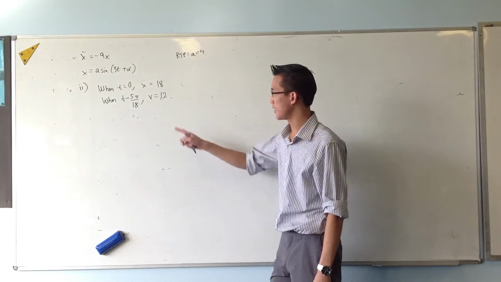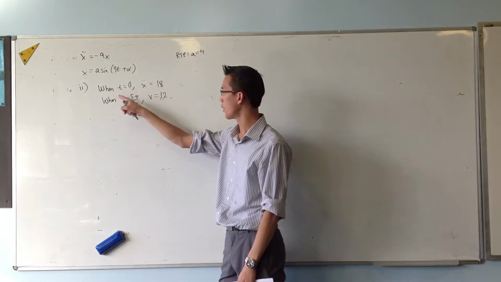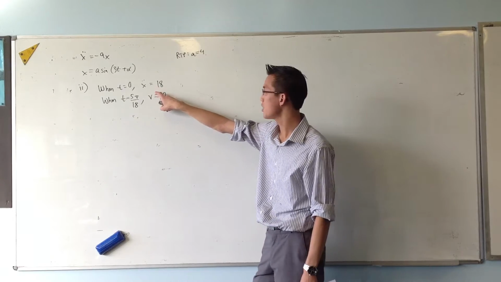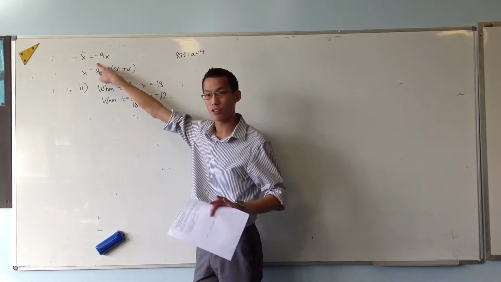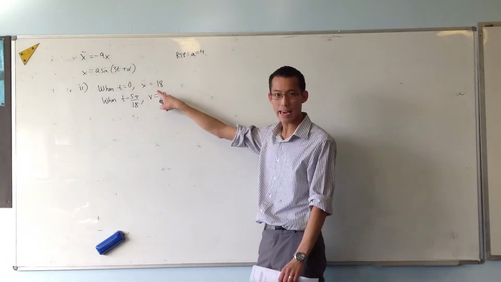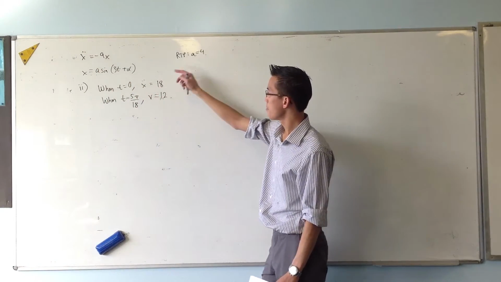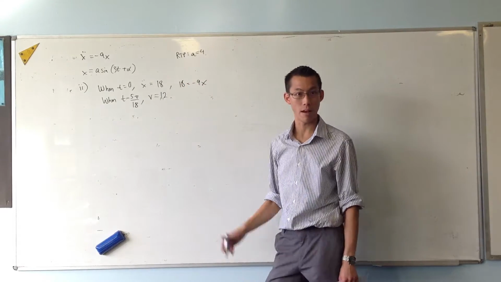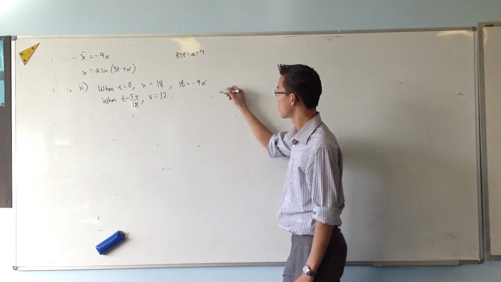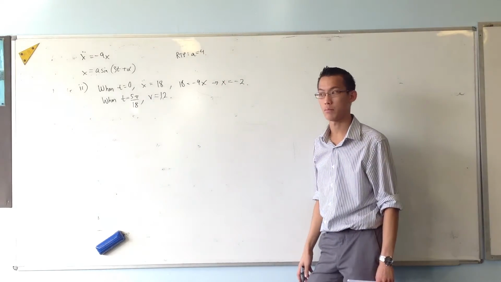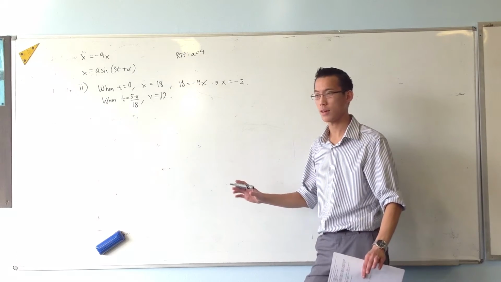So where I'm going to begin is with this initial condition. T equals 0, acceleration is 18, okay? Now if I know the acceleration, because of this equation, I should also know my position, right? So if my acceleration is 18, that means that 18 is equal to minus 9x at initial conditions, yeah? So that implies, this is where I begin, x is equal to minus 2. Are you happy with that so far?